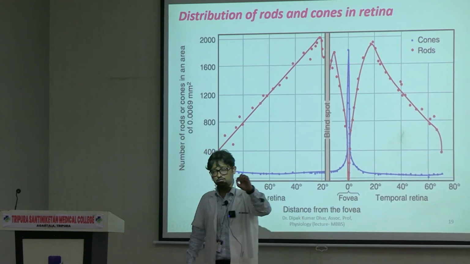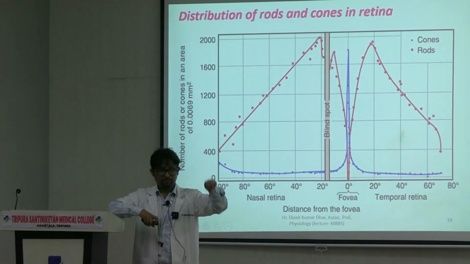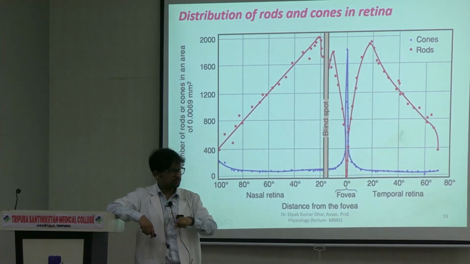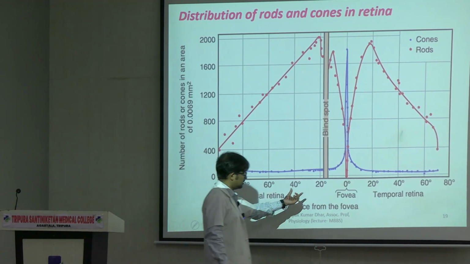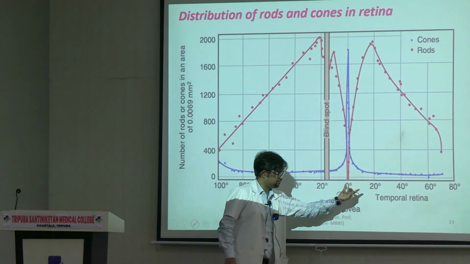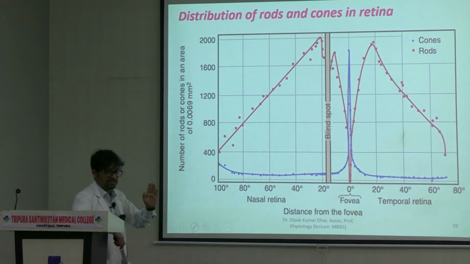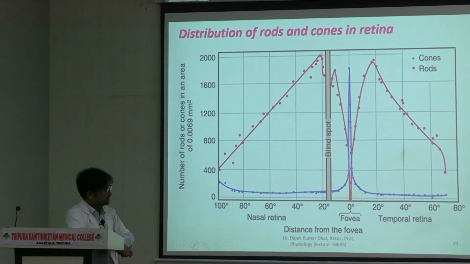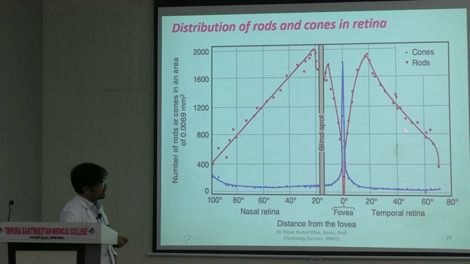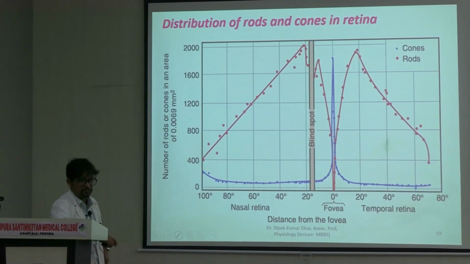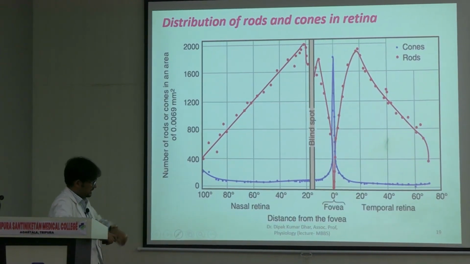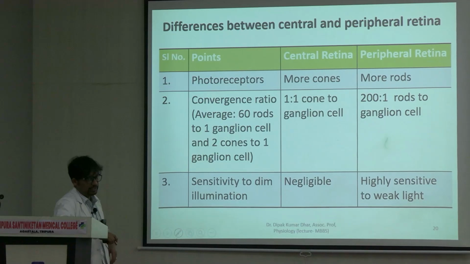So if we consider the fovea as 0 degree, and if you visualize circles around it, this is what is represented by these numbers 20, 40 and all of this. One will be on the nasal side, the nasal aspect of the retina, and one on the temporal side. So the distribution of rods is more toward the peripheral part. The distribution of cones is highest in the central part of the retina.